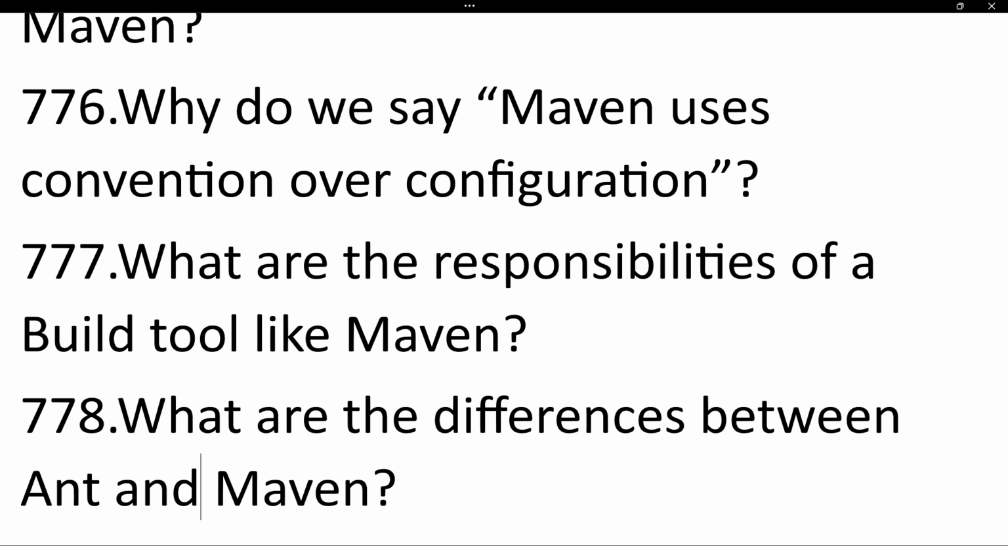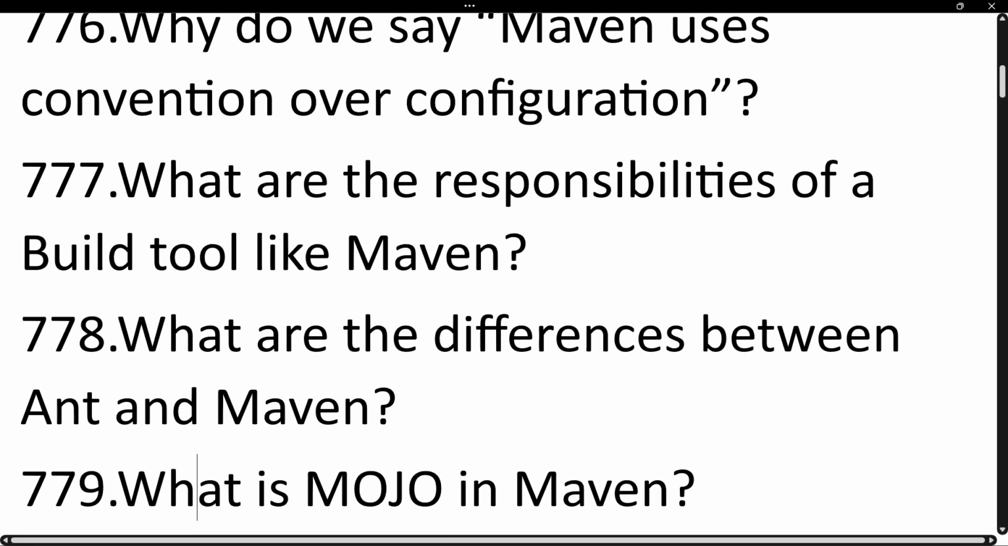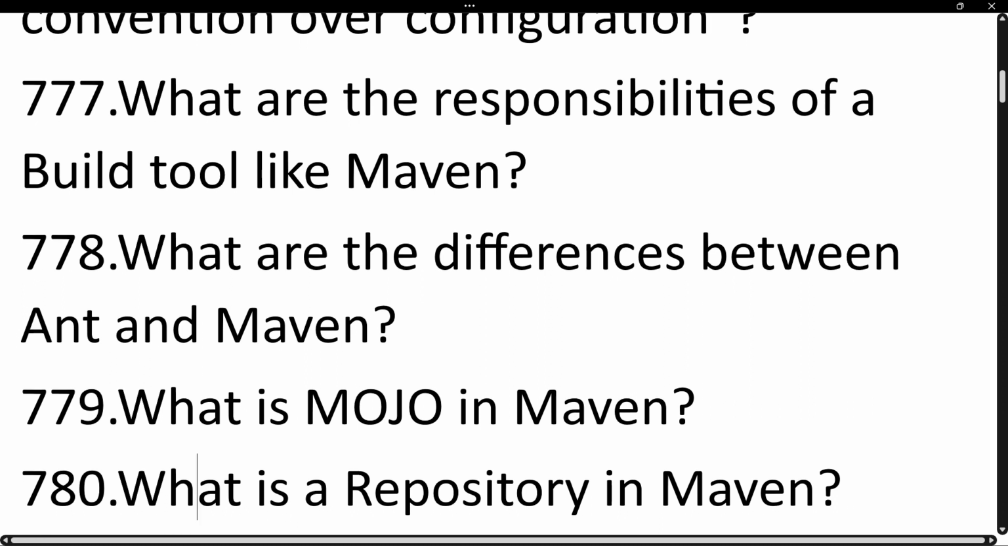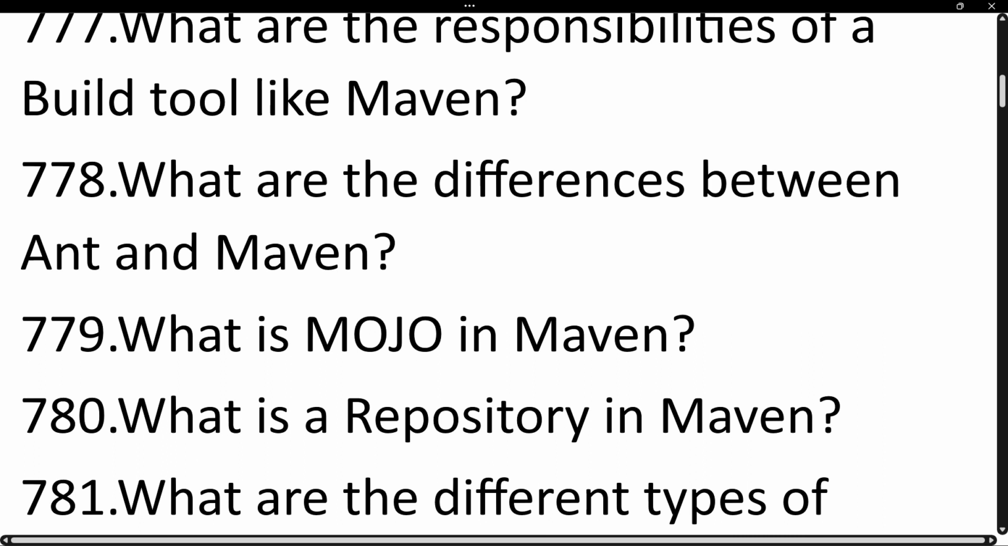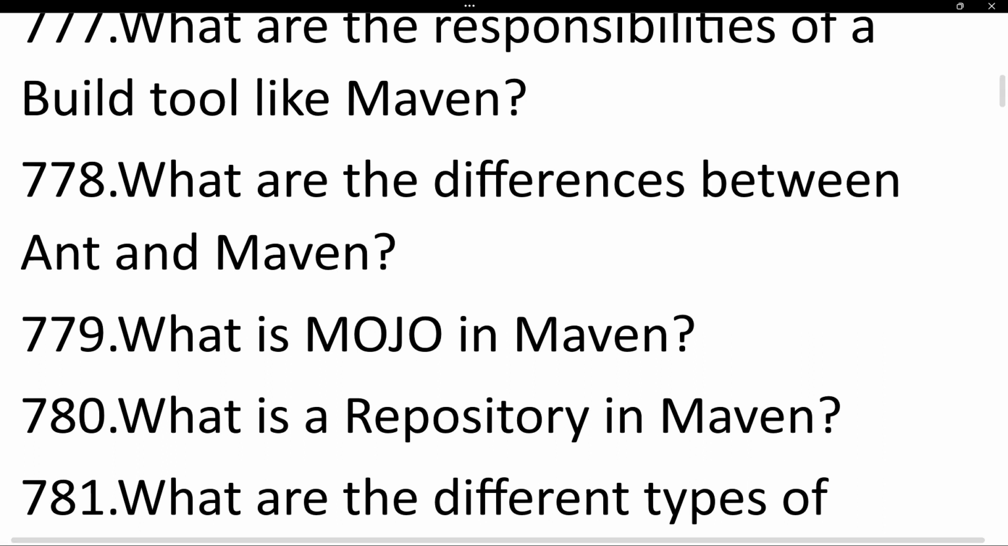And then, why do we say Maven uses convention over configuration? These are very important questions. Why do we say it, what is the use, and why are we telling this? What are the responsibilities of a build tool like Maven? What is the difference between Ant and Maven? Before Maven we had Ant, which was also a build tool, and after that Maven came. Right now Maven and Gradle are there. So they can ask what is the difference between Ant, Maven, Gradle and so on.